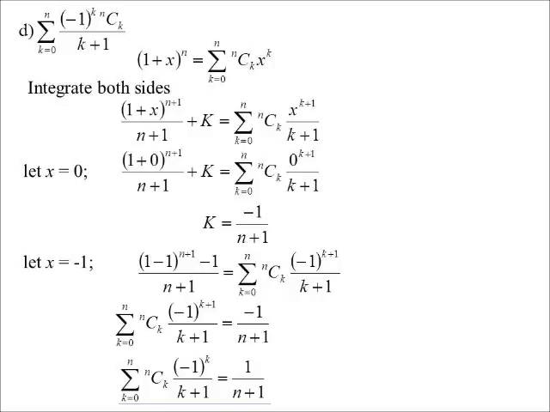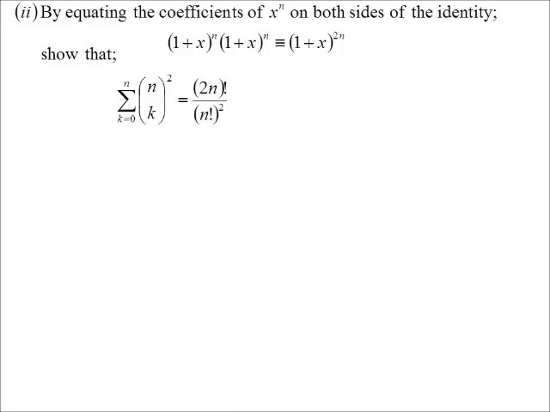And so the result we're looking for will be positive 1 on n plus 1. Save the best to last. This is one where what we're going to do is start with an identity which we know has to be true. And clearly (1 + x)^n times (1 + x)^n is (1 + x)^(2n). I mean, there's no questions there.